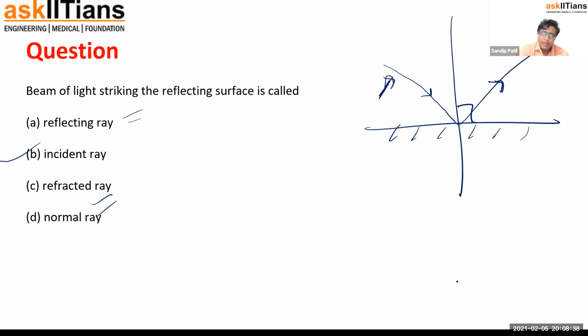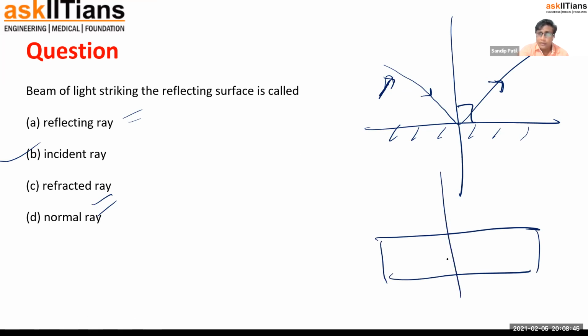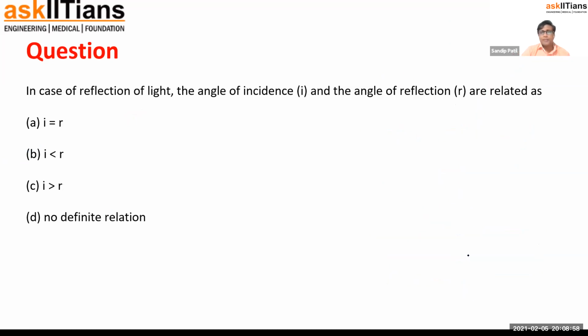Refracted ray is again a new term. So we talked about the mirror in this session. In upcoming sessions, we are going to talk about the lenses or glass material. In that case, this is the incident light, and instead of going like this, some rays will go like this inside the material. That is called the refracted ray. We are going to see this in the upcoming session. In case of reflection of light, angle of incidence and angle of reflection are related as, we know this part, both angles are equal. It's very easy to understand, right? So i is equal to r.